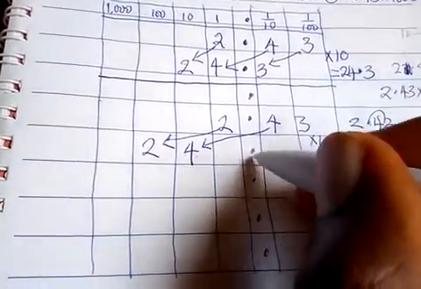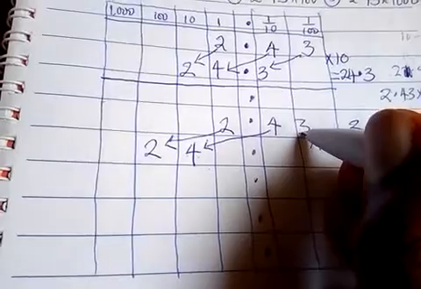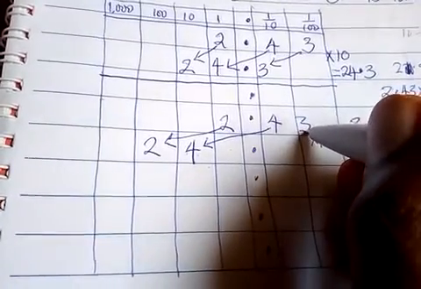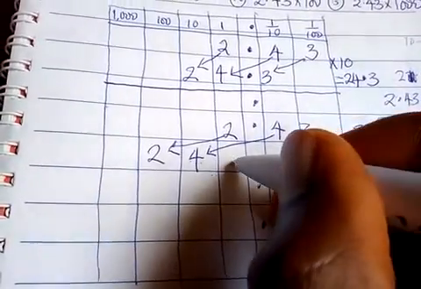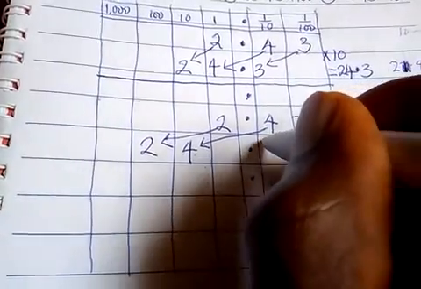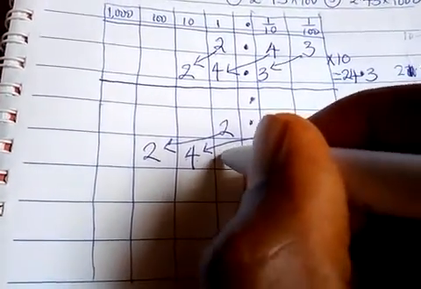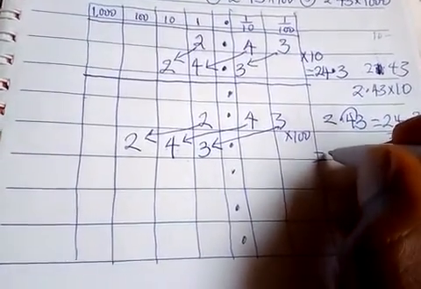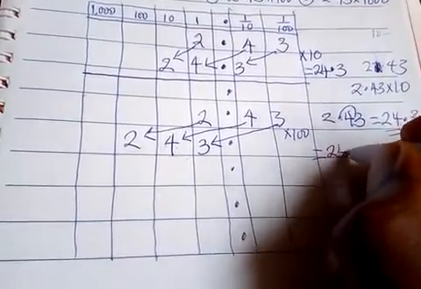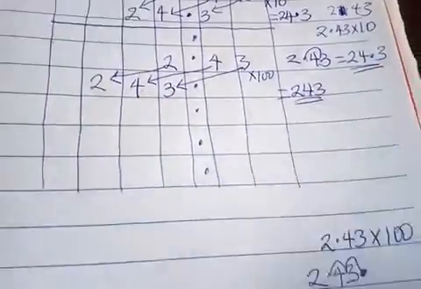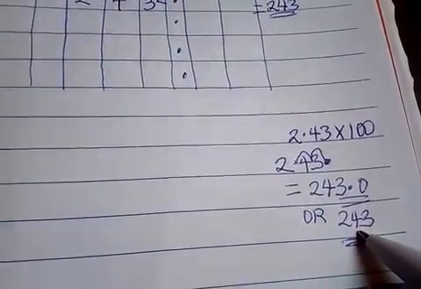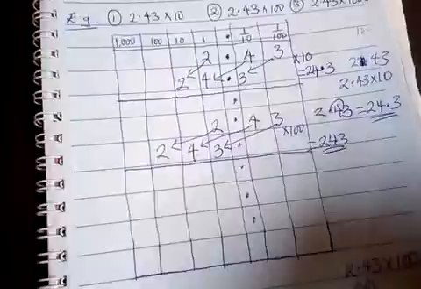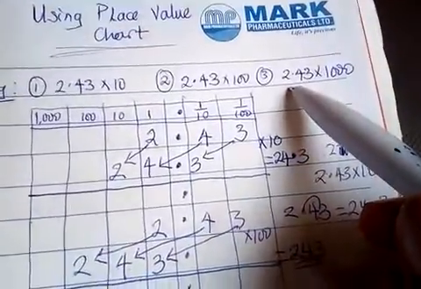Hope you are listening. This 3 will come how many times? 1, 2. So what is your answer? Your answer is 2, 4, 3, which is exactly what you got here. I hope you understand.